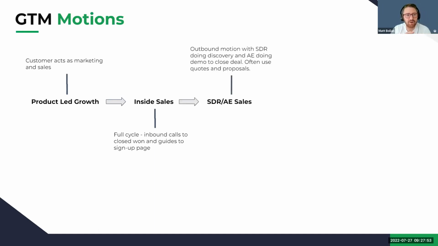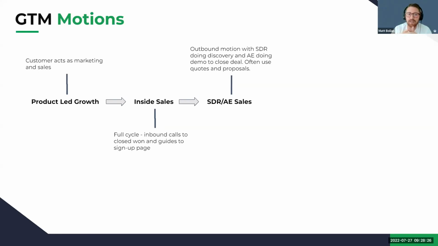The next is one you've probably heard of: the MDR, the BDR, this SDR to AE. This is most traditionally aligned with an outbound motion, where an SDR is outbound calling, getting people interested, setting meetings, doing a discovery call. Then the AE takes over, doing the demo and closing the deal from the beginning to the end.